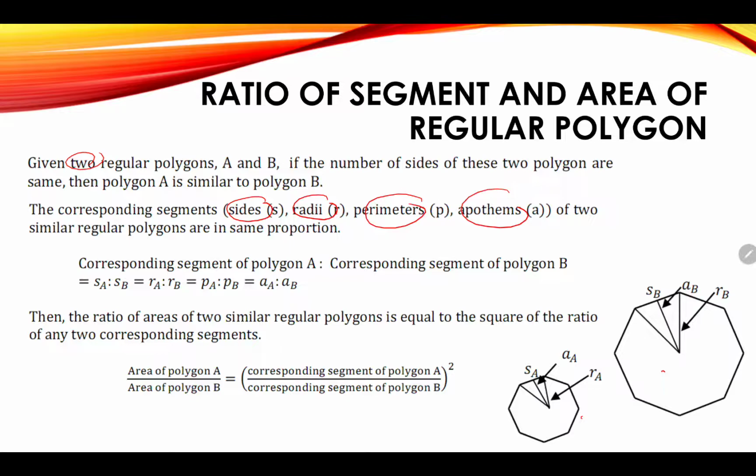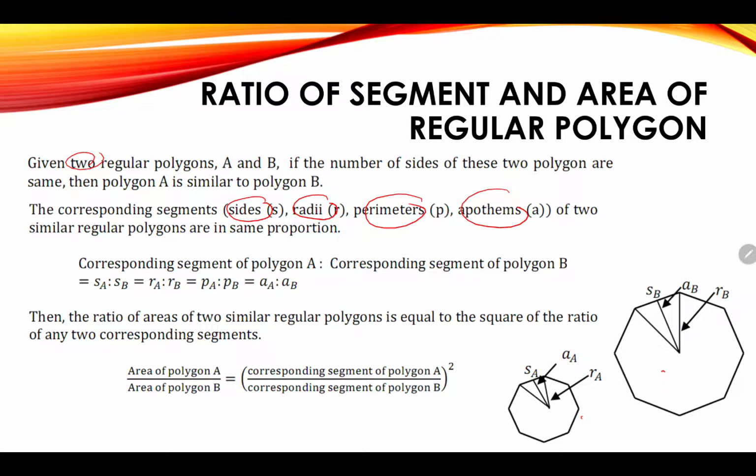Okay, ada dua polygon, number of side sama. Contohnya polygon pertama adalah pentagon, yang kedua pun pentagon. Okay, tapi besar dia tak sama lah. So kita boleh kata these two pentagon are similar. Similar means the side, radius, perimeter and apotem S, R, P and A are in the same proportion.